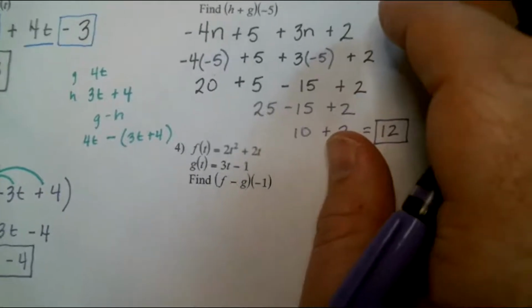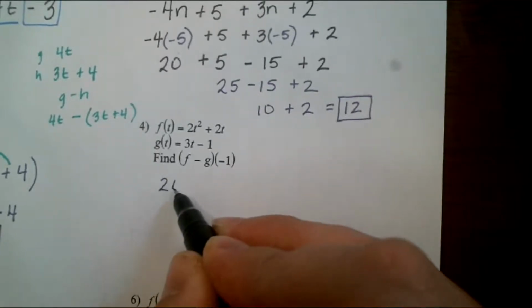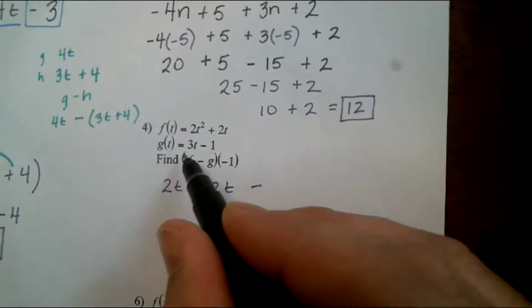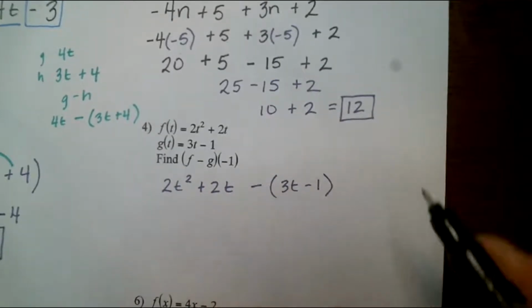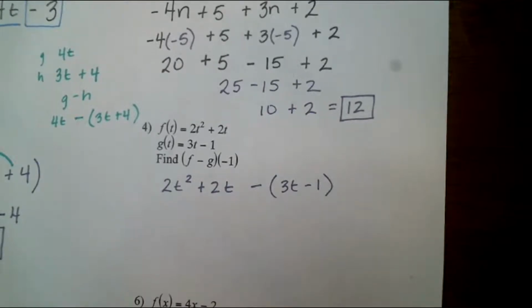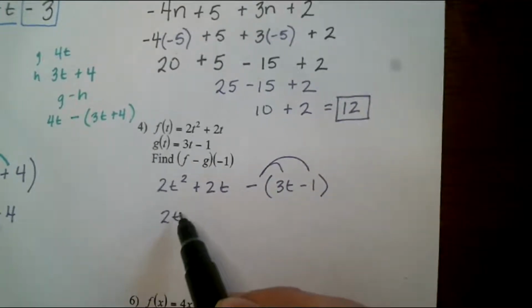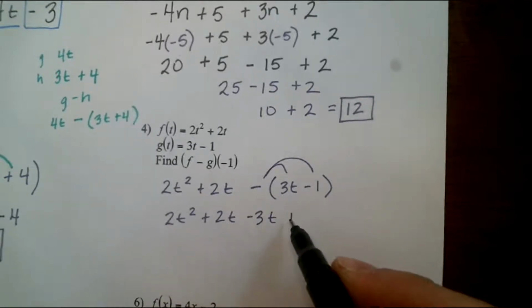All right. Number 4. f of t equals 2t squared plus 2t, and g of t equals 3t minus 1. Find f minus g of negative 1. So I'm subtracting here. So I'm going to say 2t squared plus 2t, and then minus, since this is a binomial, I have to say the quantity of 3t minus 1. Distribute. And we say 2t squared plus 2t minus 3t plus 1.